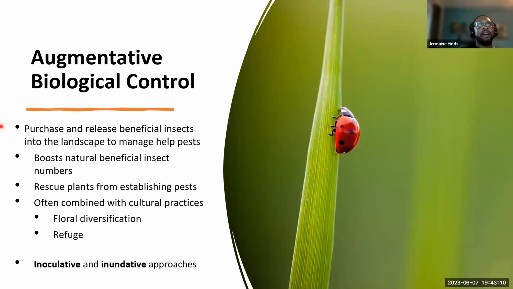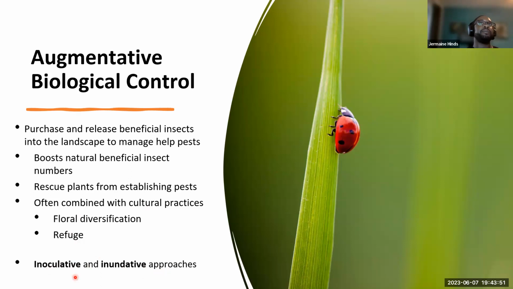Then there's augmentative biocontrol. This is what we think of when we think of buying beneficial insects and releasing them into our garden. So this includes the purchase and release of beneficial insects into the landscape to help manage pests. So you could boost natural beneficial insect numbers. You can rescue plants from establishing pests. And these are often combined with cultural practices, right? If you're releasing beneficial insects into your environment, we just learned about what kind of habitats they like and what kind of resources they need to keep them around. So they're often combined with floral diversification, along with refuge sites to keep them around.